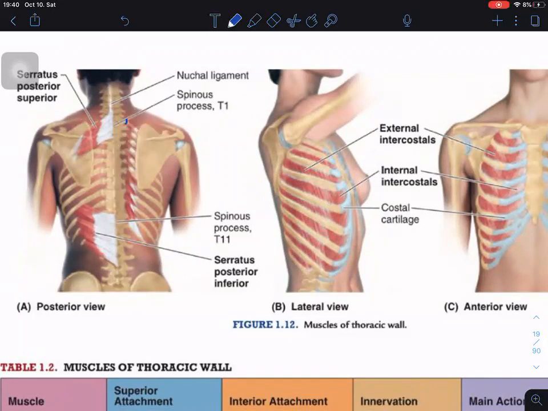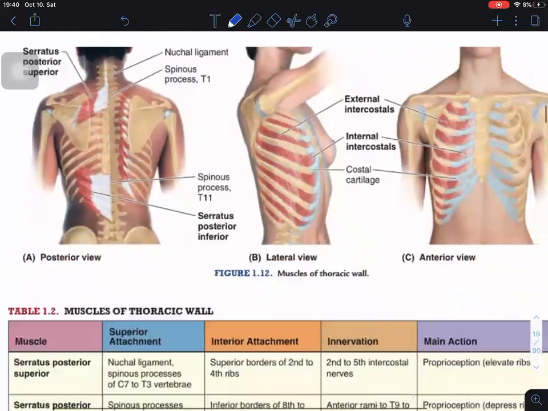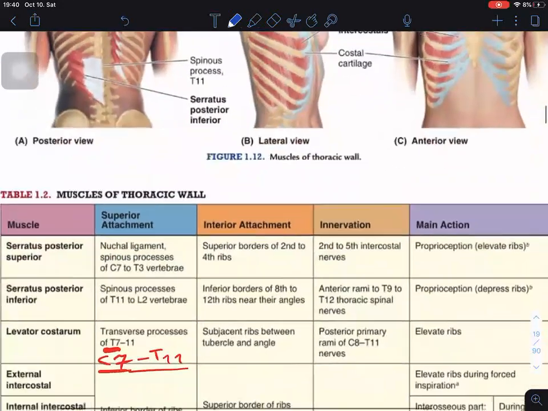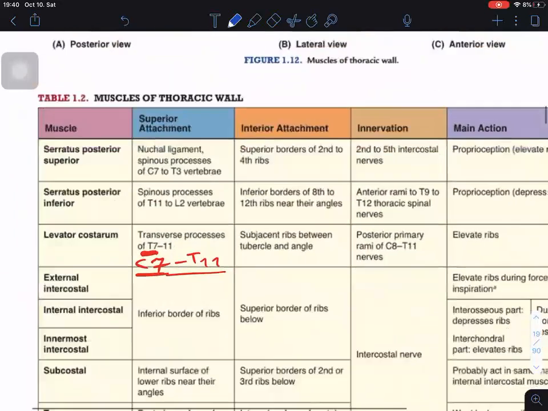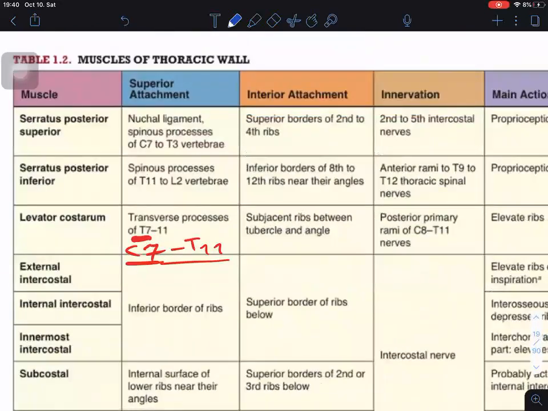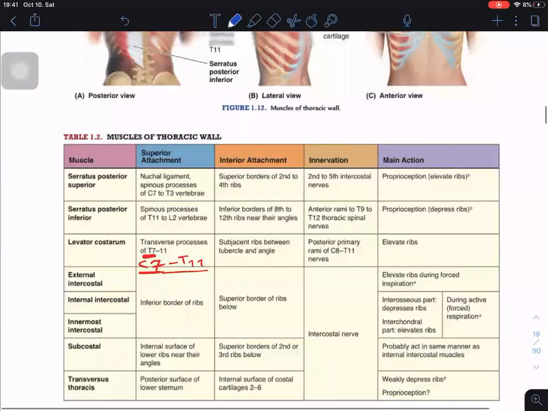So the levator costarum muscle is responsible for elevation of the ribs. In the table from the book, in the attachment, it's written from T7 till T11, which is wrong. It should be from C7 till T11. Okay, so that's pretty much it.